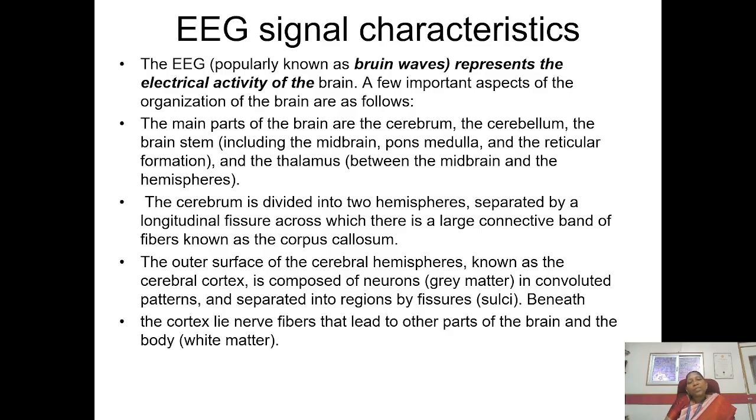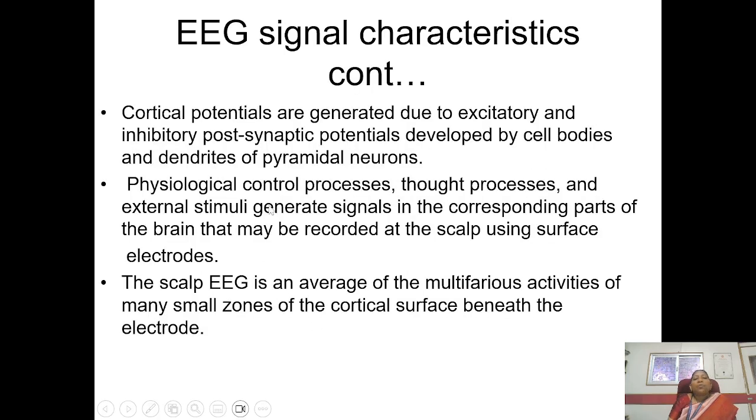The outer surface of the cerebral hemisphere we call the cerebral cortex. It is composed of gray matter, the neurons, and separated into regions by fissures. And beneath that gray matter, we have the white matter, the nerve fibers that lead to other parts of the brain. The cortical potentials are generated due to the excitatory and inhibitory postsynaptic potentials. These excitatory and inhibitory synapses are developed by the cell bodies and dendrites of the pyramidal neurons.